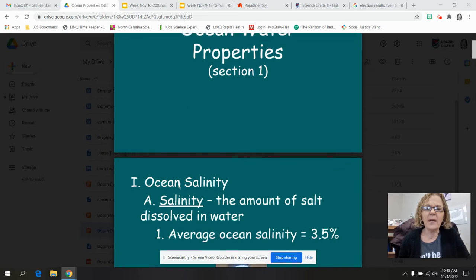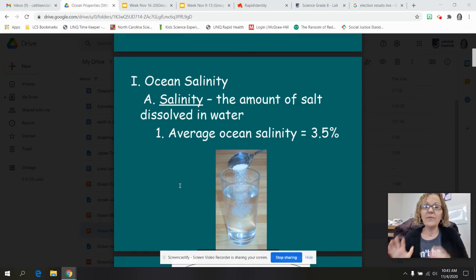All right, so salinity. We've talked a lot about salinity, especially in the last unit when we talked about desalinating salt water. So salinity is simply the amount of salt in seawater. The average amount of salt in seawater is 3.5%. Usually, though, there are things that can increase or decrease that amount, so we're going to talk some about that in this video.